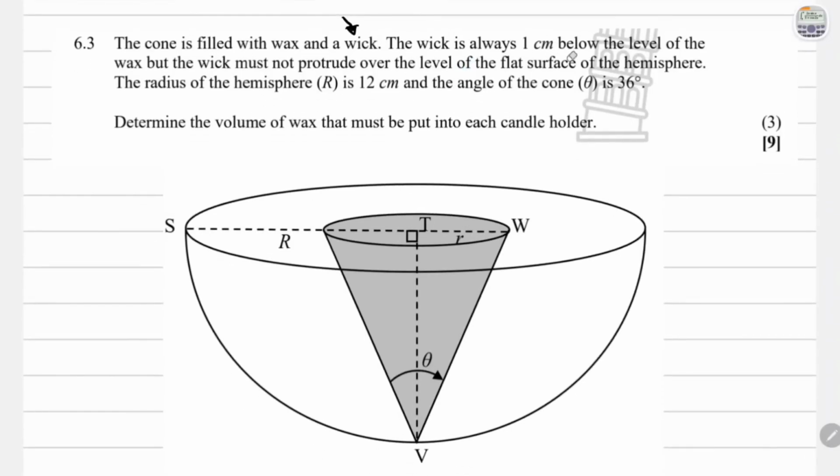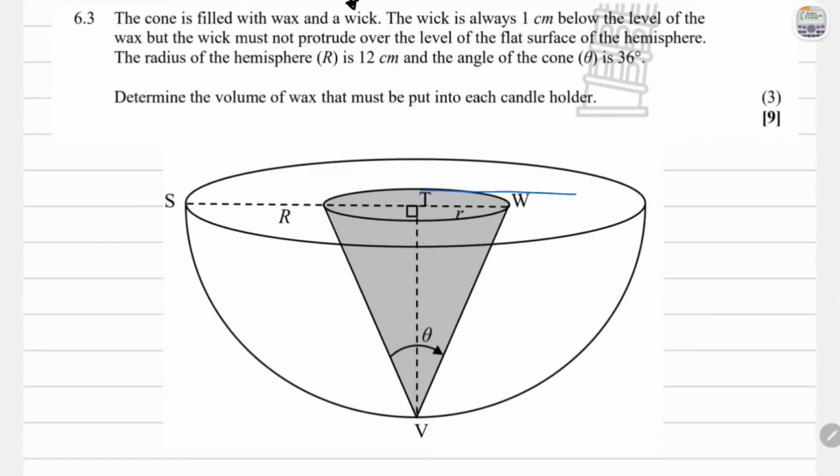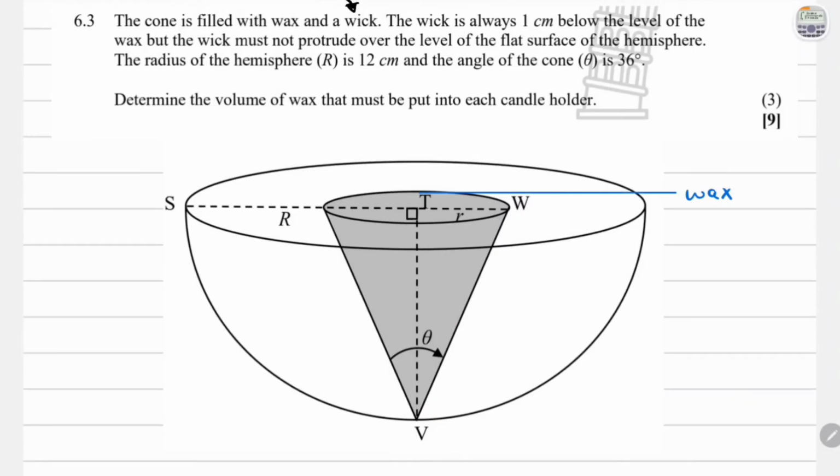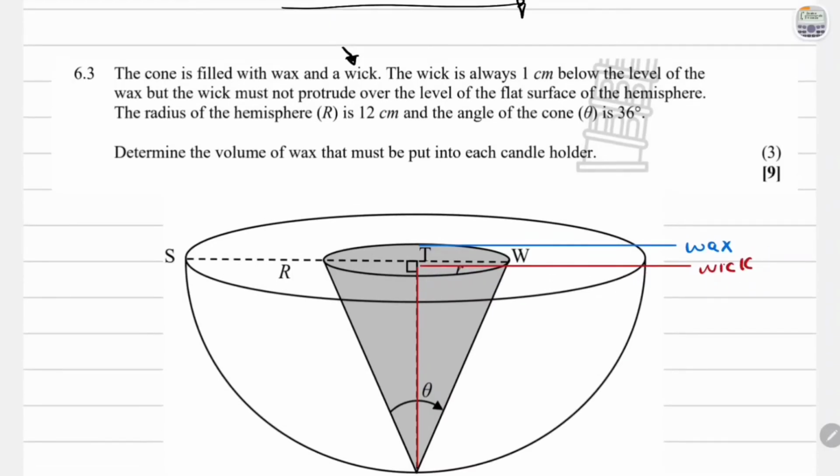They said the wick is always 1 centimeter below the level of wax. So let's see it like that. They put the wax inside, and this is it filled up like that. So this is the level of the wax. That's the level of the wax. And they're telling us that the wick, that stick that they're going to put, must always be 1 centimeter below the level of wax. So here's the wax. The wick must always be 1 centimeter below. So let's say that's the flat surface, right? The wick is always 1 centimeter below it. So that's where the wick is going to start. That is the wick.